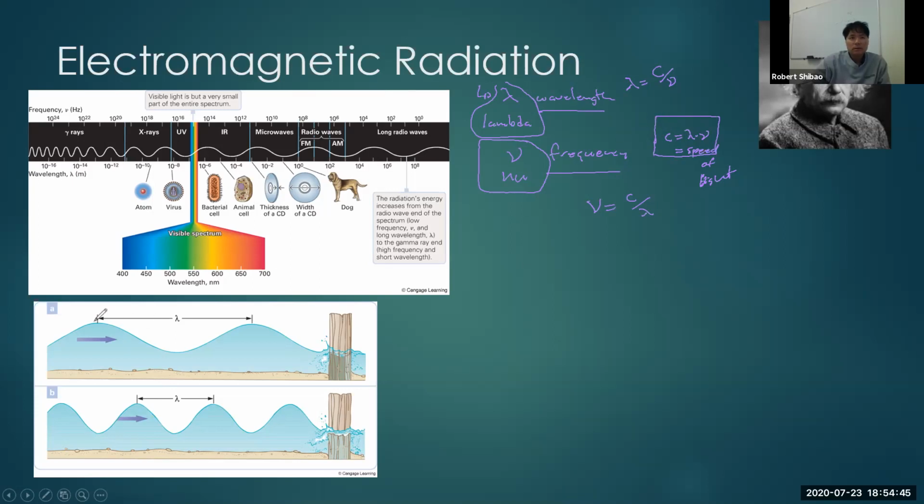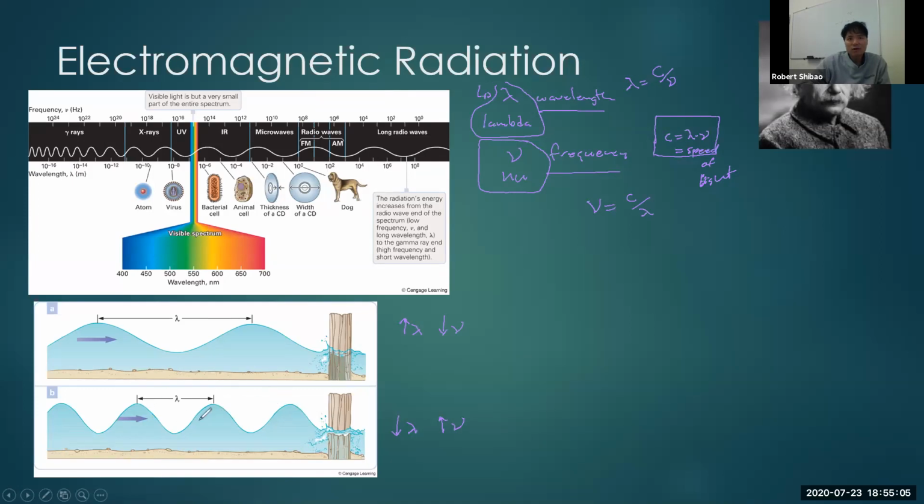And so in other words, the longer the wavelength, the lower the frequency. Lambda goes up, frequency goes down here. Lambda goes down, frequency goes up. So this is going to be higher frequency.